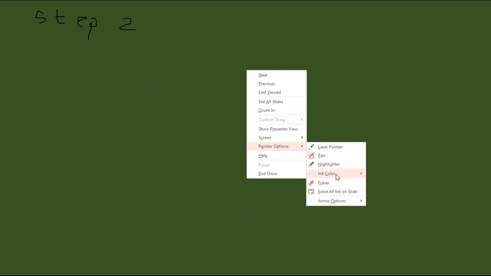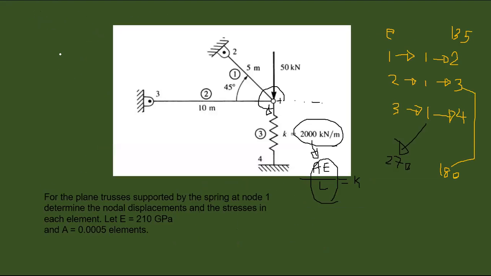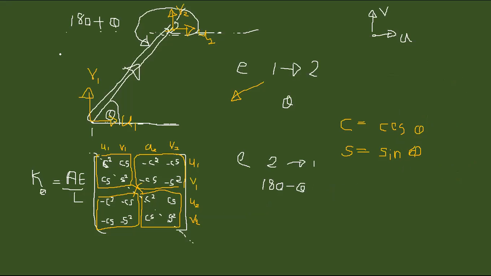So step two is to assemble the final matrix. We have 4 nodes, right? In 2D space, it is possible to have 8 displacements considering these 4 nodes.